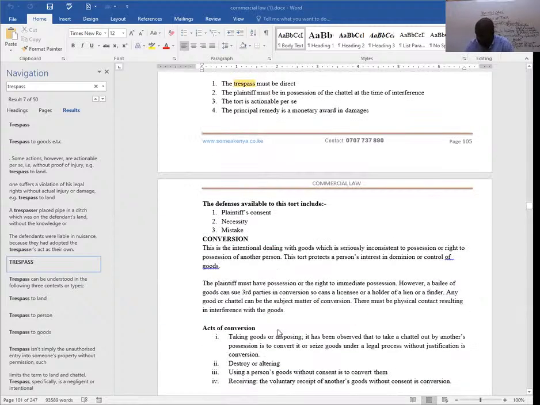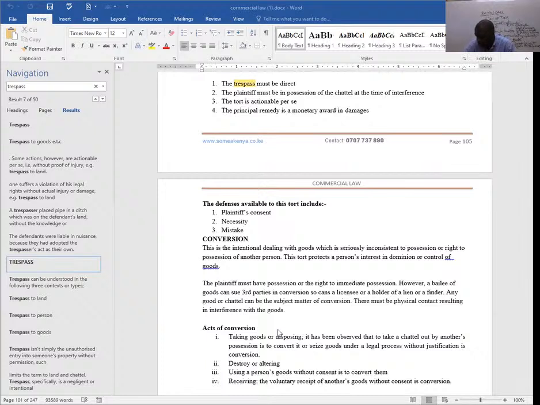Then the last one you have there is conversion. This is the intention of dealing with the goods or converting the goods of another person into another form without his or her authority. It protects a person's interest in dominion or control of the goods. The plaintiff must have possession or the right to immediate possession.